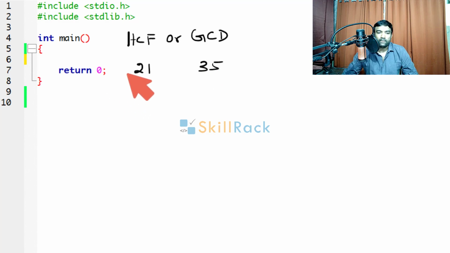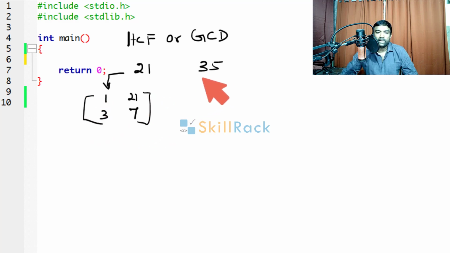So what are the factors for 21? 1 and 21. Okay, then 2 is not a factor because when dividing 21 by 2, the remainder is not 0. Then we have 3 as the factor. So 21 by 3, it will be 7. So 7 is also a factor. Then 4 is not a factor, 5 is not a factor, 6 is not a factor, and then 7 comes. Okay. So overall, you have 4 factors for 21.